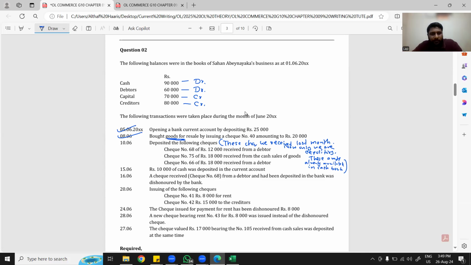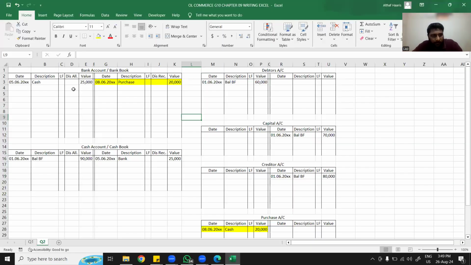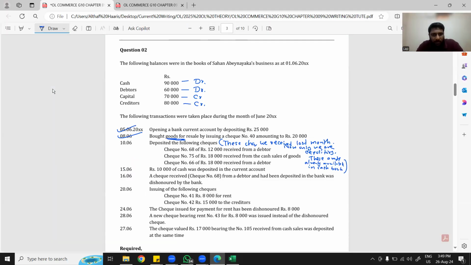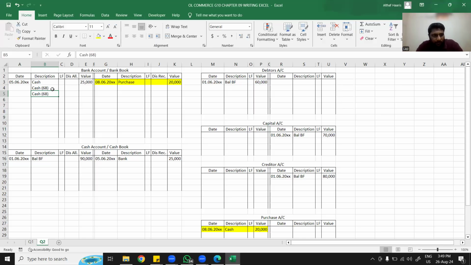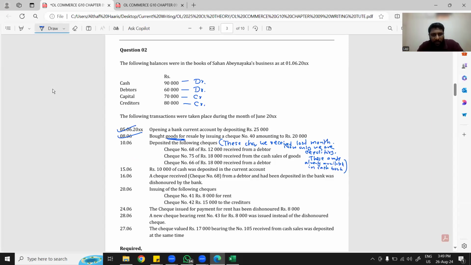Cash, 68, 75, 66. What's the date? 10th, 20X6. The values: 12,000, 18,000, 18,000.